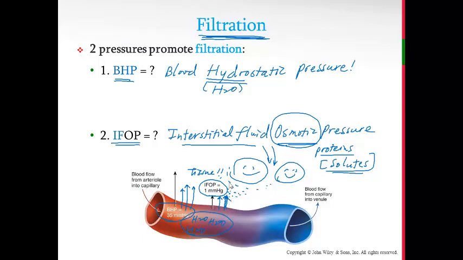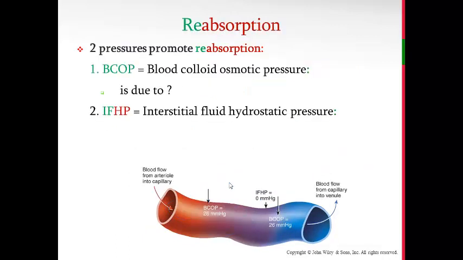Now let's take a look at the opposite side. For reabsorption, we have two pressures that help. We have the blood colloid osmotic pressure. A colloid solution is opaque, not clear, because of what's present in it. Think of milk as a colloid solution. The osmotic pressure depends on the solids present in the blood.